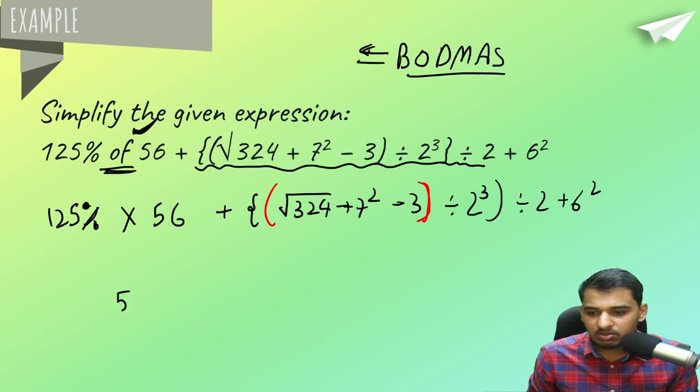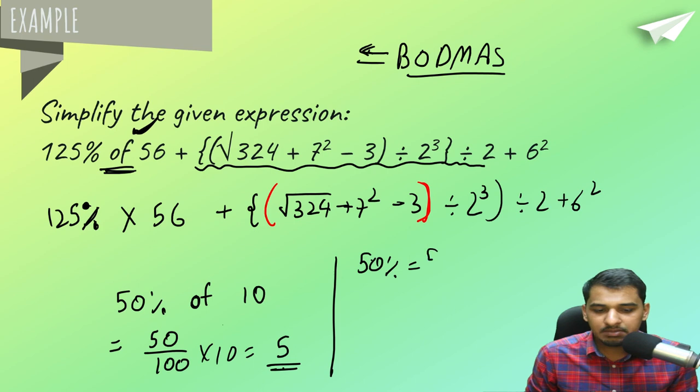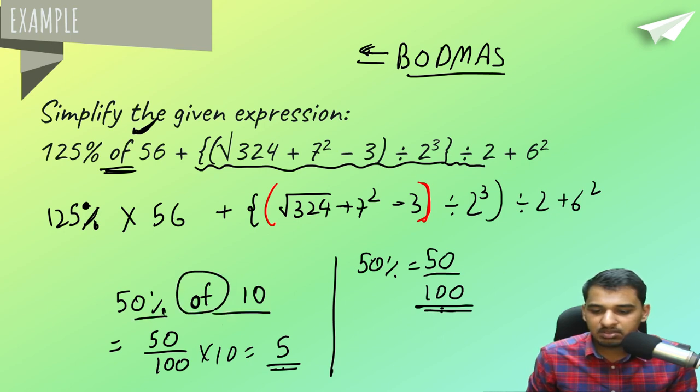If someone asks you what is 50% of, suppose, 10, what you will do is 50 by 100 into 10. So this will be nothing but 5. Okay. How is this done? Because we know 50% is nothing but 50 by 100. And of means multiply. So 50% of 10 means 50 by 100 into 10.